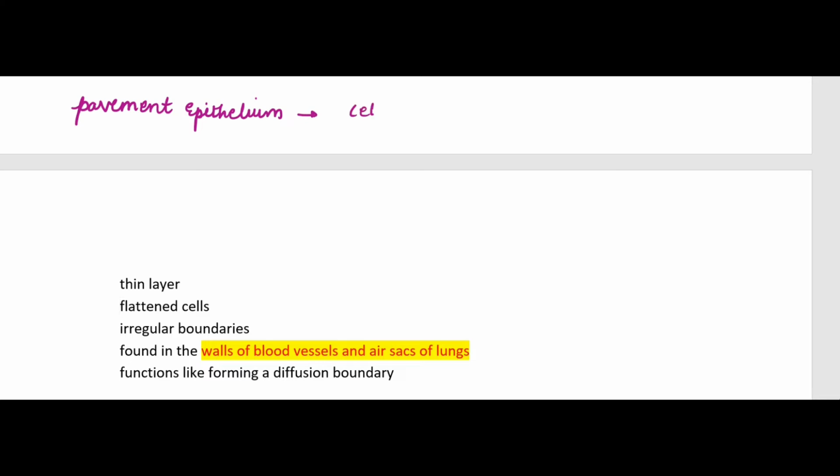So this layer, as I told you, is a thin layer of flat cells, and the boundaries of cells are irregular. So these are mainly found in walls of blood vessels and air sacs of lungs, that is the alveoli. So these cells mainly take up the function of diffusion, that is where exchange of substances happen, where filtration occurs, that is where this simple epithelium is present.